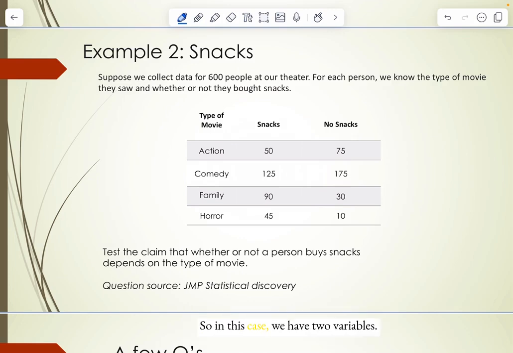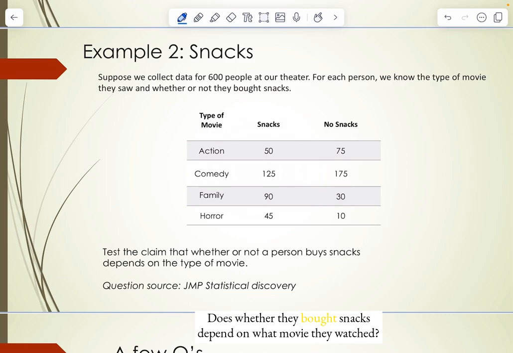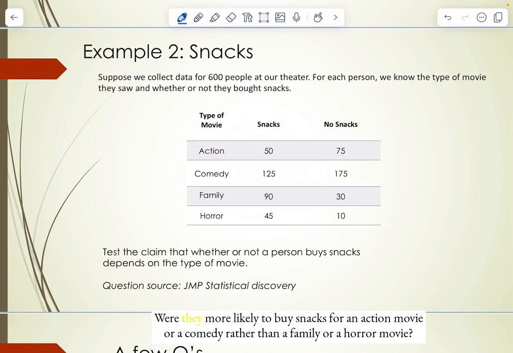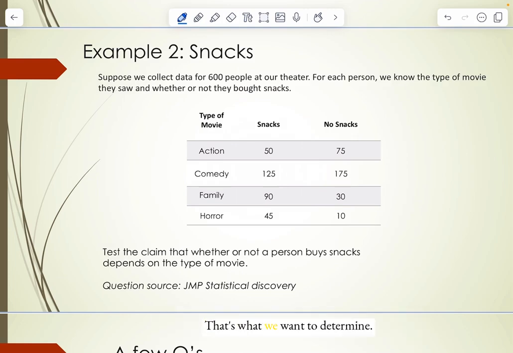So in this case, we have two variables. A binary variable: did you buy snacks or did you not? And a categorical variable: what type of movie did you watch? Action, comedy, family, or horror. Does whether they bought snacks depend on what movie they watched? Were they more likely to buy snacks for an action movie or a comedy rather than a family or a horror movie? That's what we want to determine.